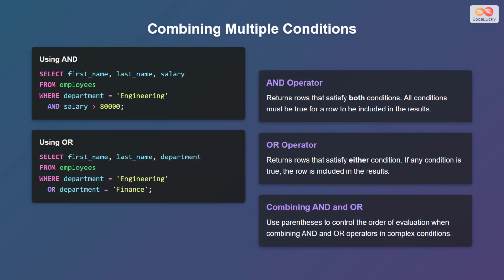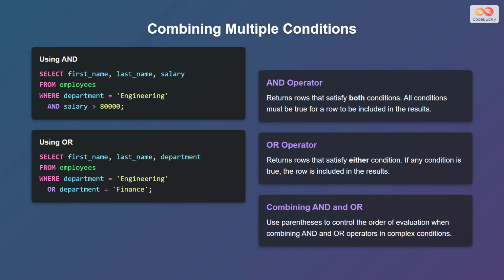To create more complex filters, you can combine multiple conditions using the AND and OR operators. The AND operator returns rows that satisfy both conditions. All conditions must be true for a row to be included in the results. The OR operator, on the other hand, returns rows that satisfy either condition. If any condition is true, the row is included in the results.